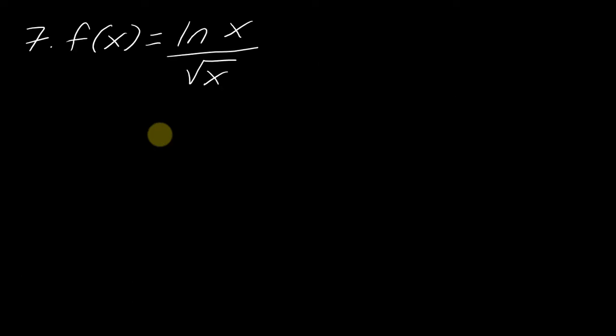Okay, so moving on to 7 here. So I've got f of x equals the natural log of x over the square root of x. So if I first start by thinking about my domain, this is kind of interesting because now you've got both the natural log of x and then the square root of x.